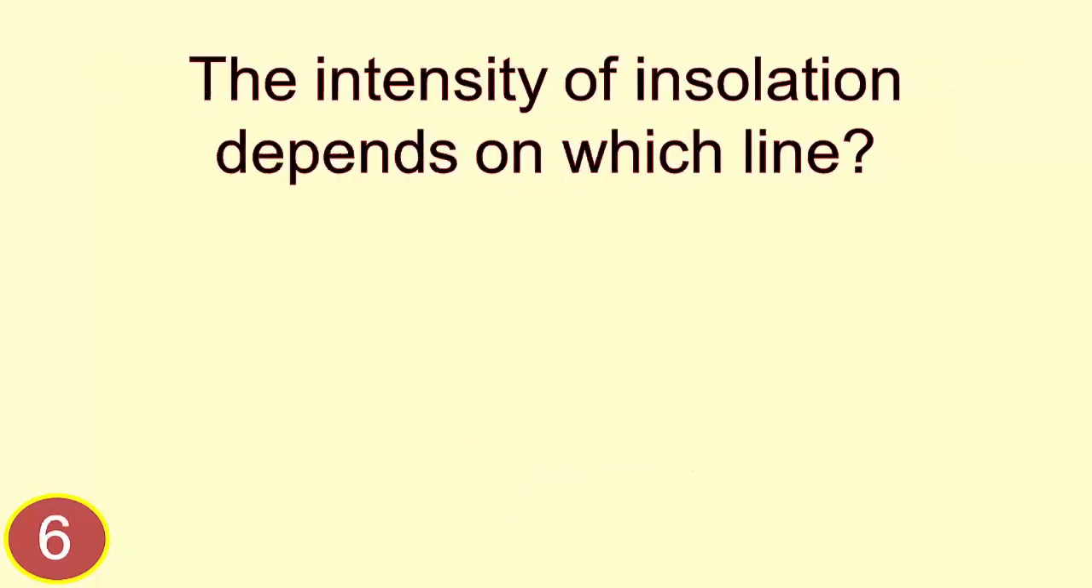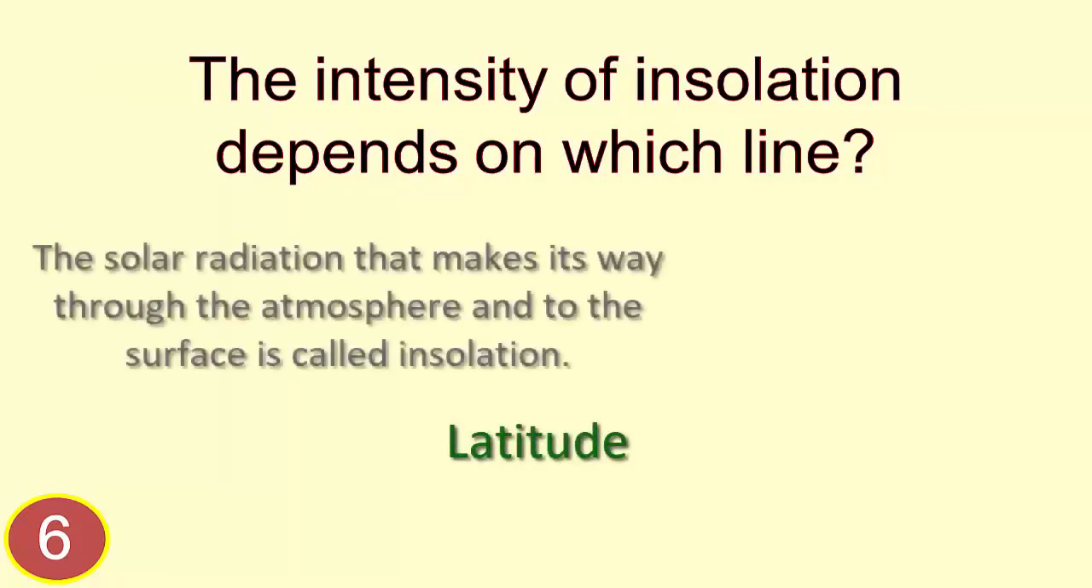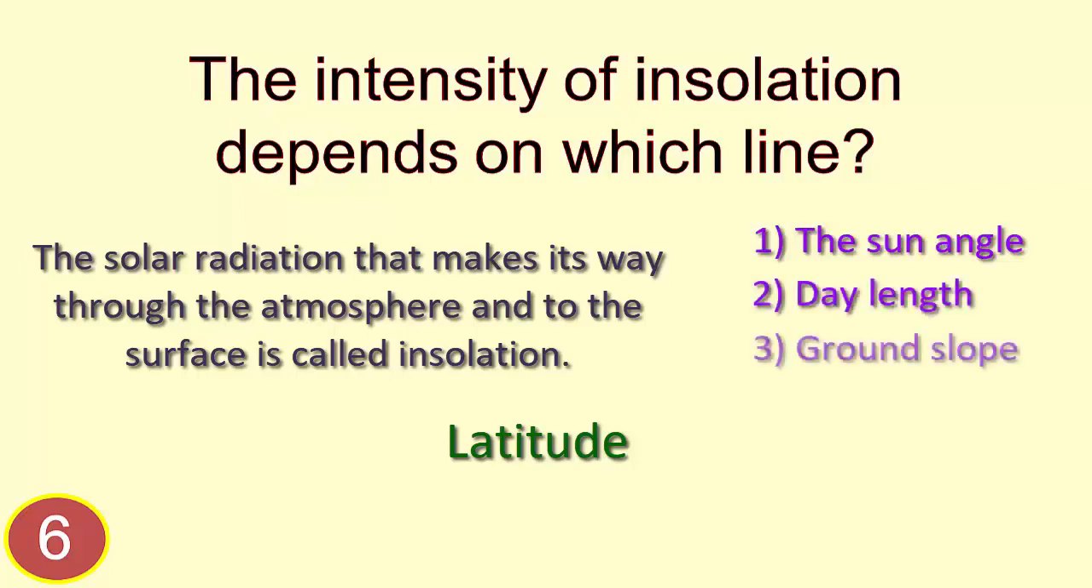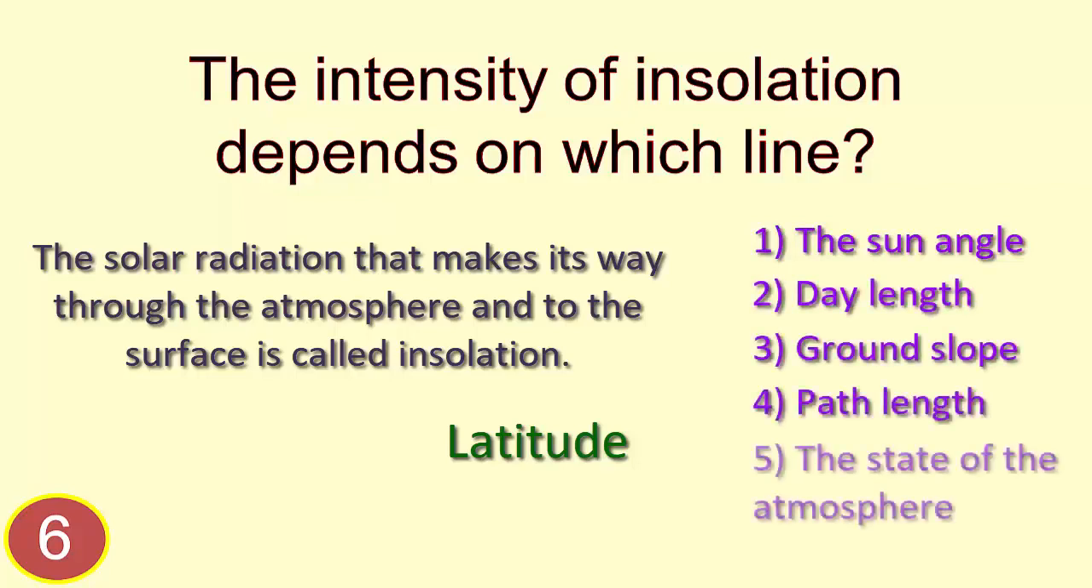The intensity of insolation depends on which line? Answer is latitude. The solar radiation that makes its way through the atmosphere to the surface is called insolation. The amount of insolation received at the surface also depends on the angle of the sun, day length, ground slope, path length, and the state of the atmosphere.